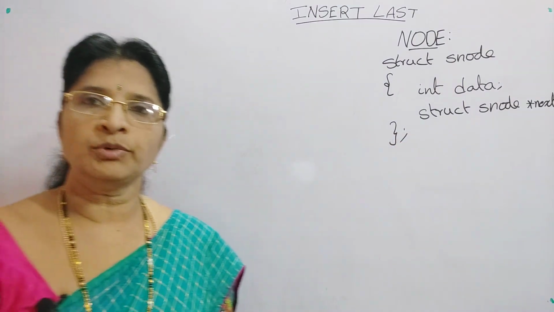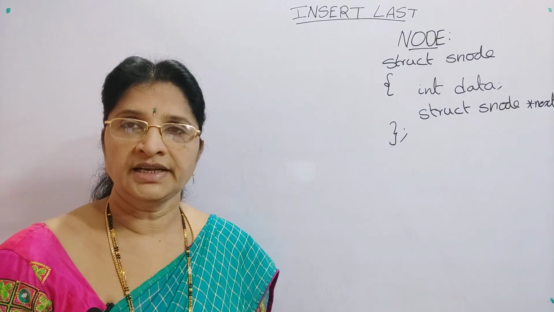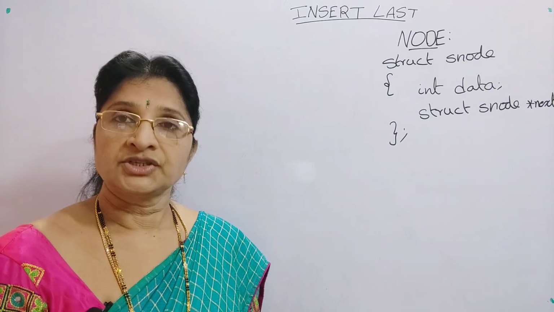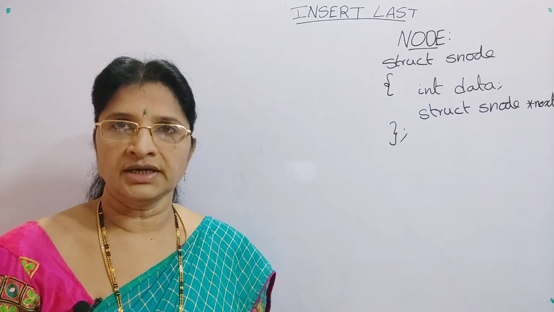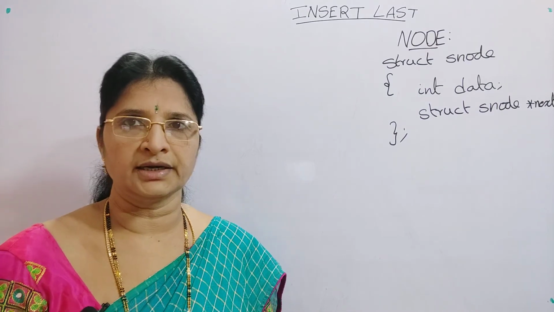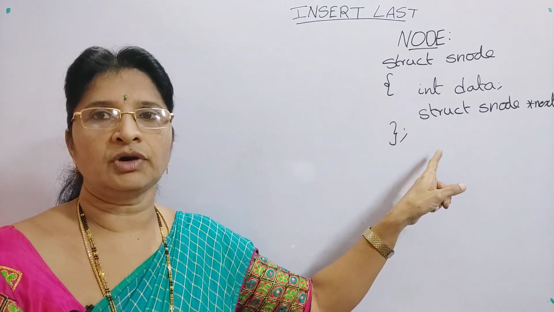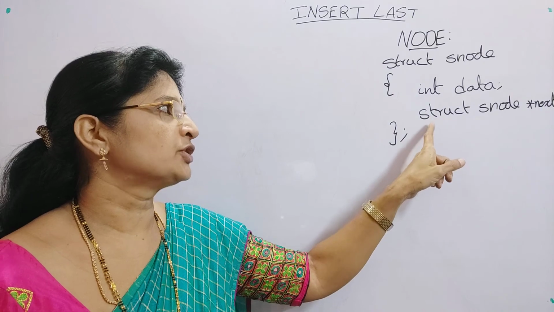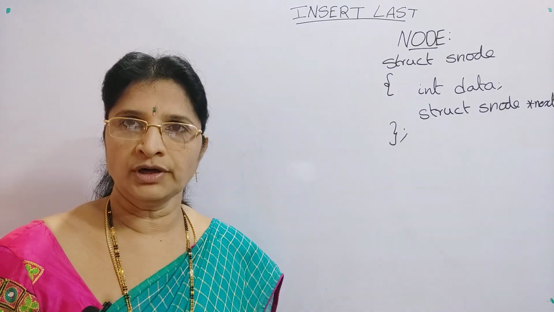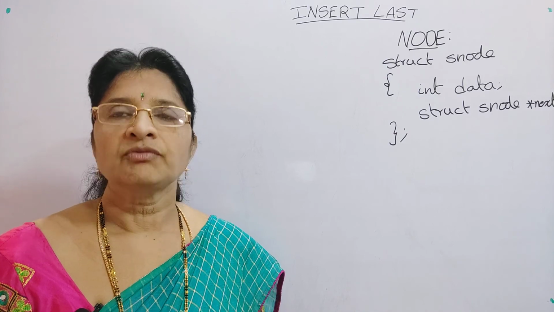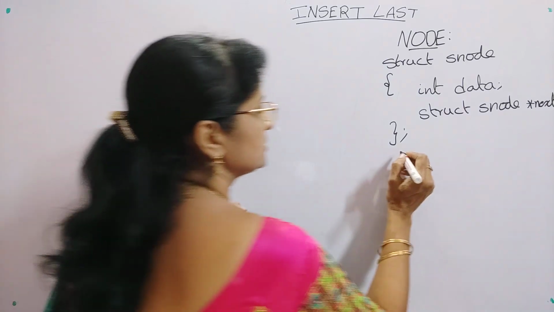So every structure variable that is defined for this struct S node is a node of your singly linked list. After declaring the structure, every time, instead of using struct node as the user defined data type, for simplification purposes we will give an alias name to our user defined data type.